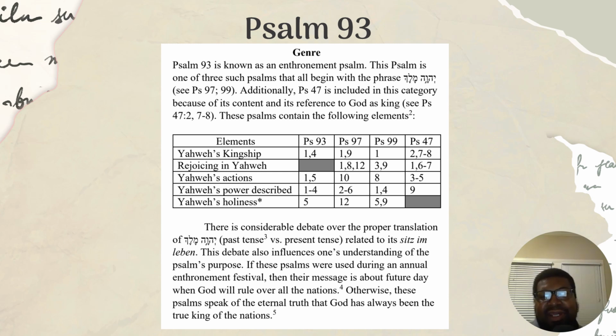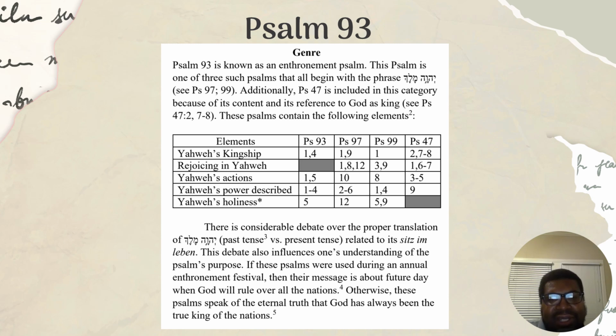I have done some research here on Psalm 93, which is normally known as an enthronement psalm. And this is one of 3 psalms that all begin with the phrase Yahweh Melech, or the Lord reigns, or the Lord is king, however you'd want to translate that. Scholars kind of disagree over that because it's a verbless clause, which I can talk about more in a Hebrew class. And so you've got other psalms that follow that same sort of category.